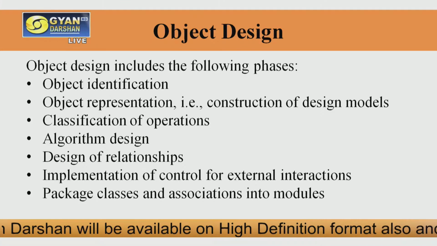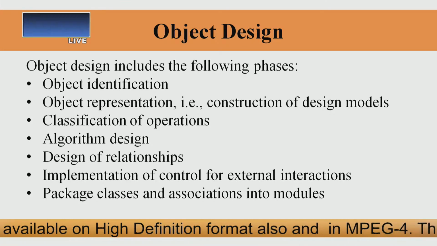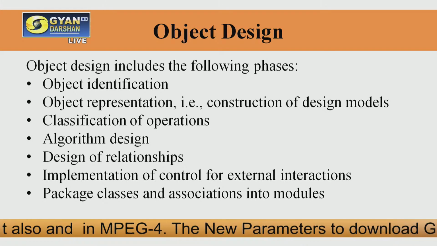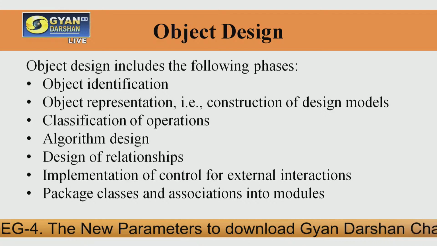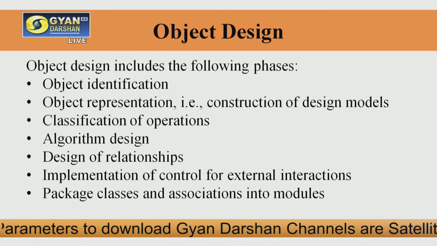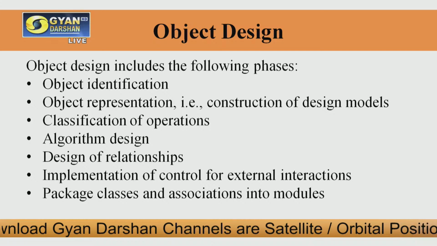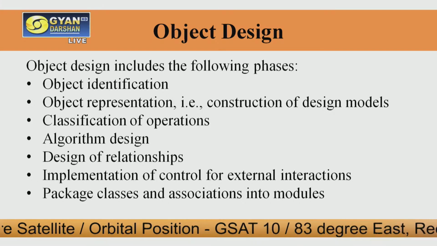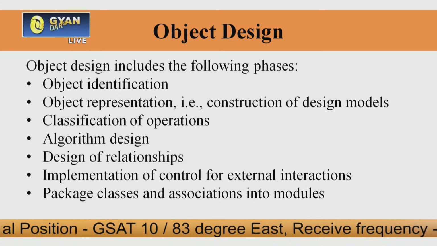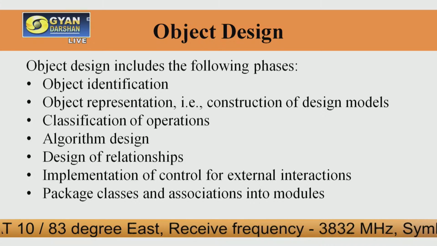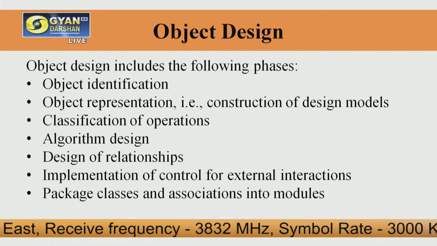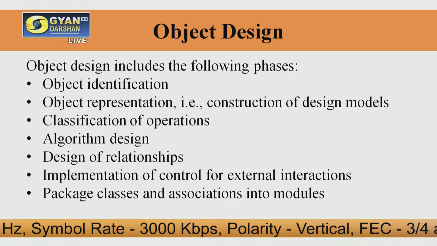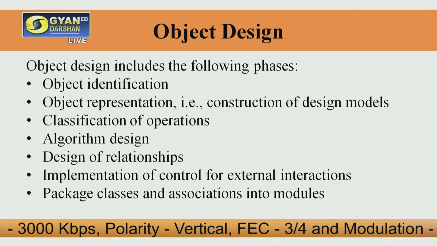Now, if we talk about the object design phases, first we have to do object identification, then we have to represent object relationships, how objects are related with each other. For example, student object and teacher object: how are they related, what are their types of relationships, how are they communicating with each other. So it includes the construction of the design model for that particular system, and then classification of operation.